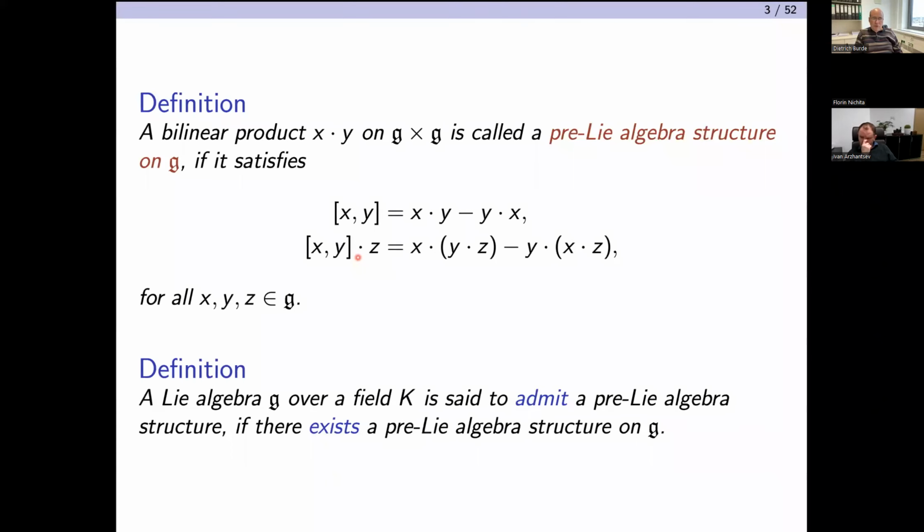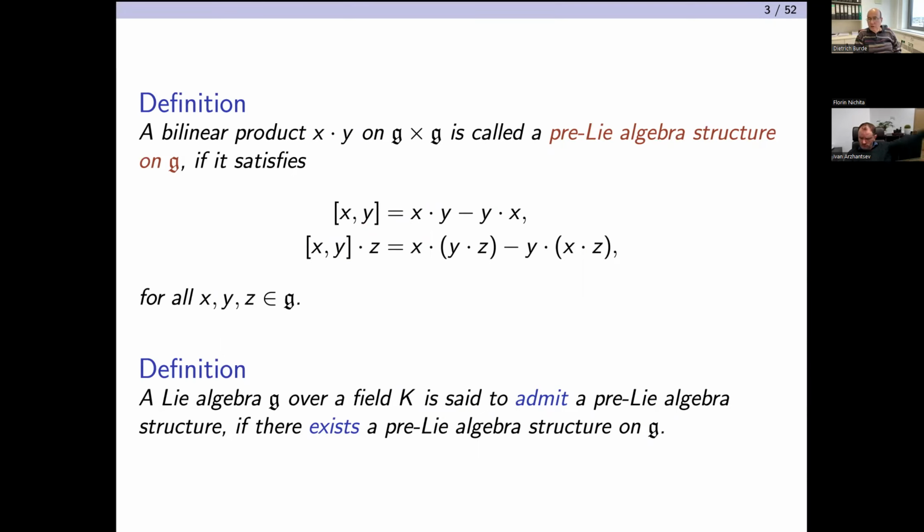But a more interesting example concerning existence is this: you take SL2, say over the complex numbers or real numbers, and you try to find such a structure. And then you will see that it doesn't work. So there's no such structure on SL2 over a field of characteristic 0, and we will prove this.